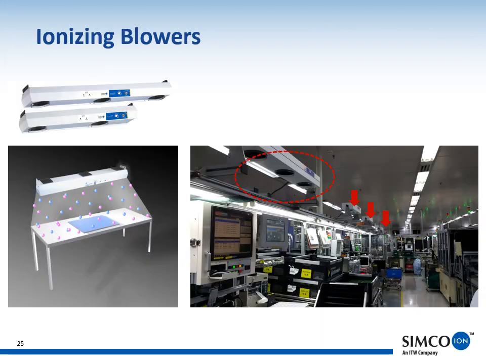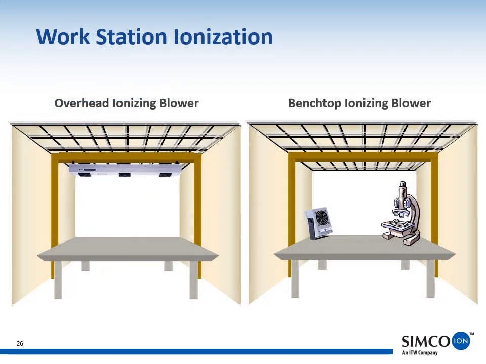There are many different types of ionizers available in the industry. On the left are overhead blowers that can be hung over workbenches. These work well to cover entire workbenches. The photograph on the right shows an actual installation where the ionizers are hung from the ceiling above the workbenches. Here, the overhead blowers cover the bench, and on the right, a benchtop blower is used to ionize a smaller area.